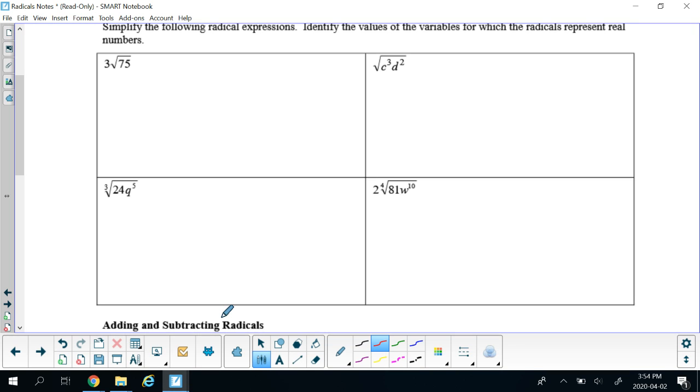Hi everyone. Today I'm going to do a second lesson on radicals, and this lesson is on adding and subtracting radicals. So there are four warm-up questions, and I want you guys to try these questions by yourself, and the answer key is already posted on D2L. So I'm going to start our lesson.